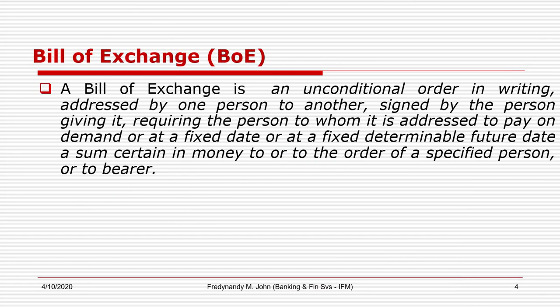Now, let's turn our attention to the bill of exchange. By definition, a bill of exchange is an unconditional order in writing addressed by one person to another, signed by the person giving it, requiring the person to whom it is addressed to pay on demand or at a fixed or determinable future date a sum certain in money to or to the order of a specified person or to the bearer. This definition can be a little bit tricky to comprehend. However, by using some examples, it can be much easier to understand.